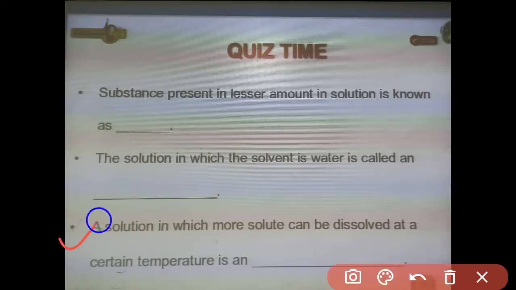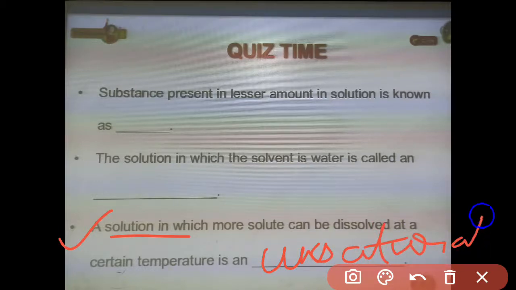The third one is a solution in which more solute can be dissolved at a certain temperature. Which type of solution will it be called? It will be called an unsaturated solution. Unsaturated, why? Because it says that more solute can be dissolved. It's not saying cannot be dissolved. So that is why this will be known as an unsaturated solution.